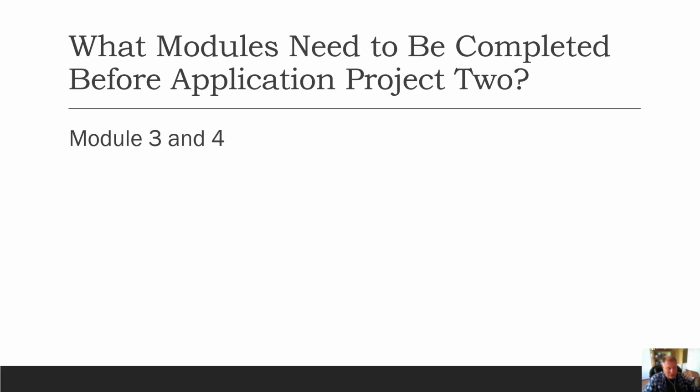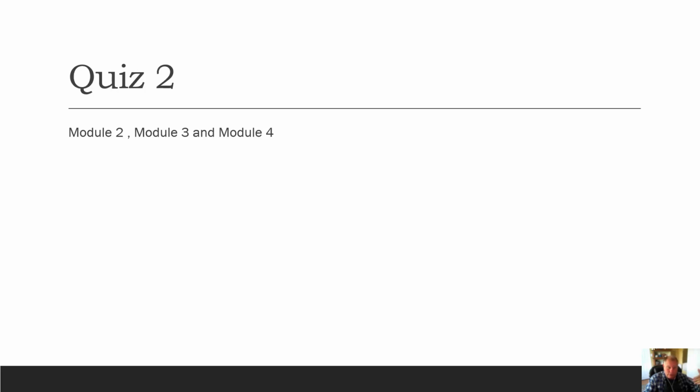Now, some folks want a little help on how to plan for stuff. Well, let's do it this way. We have an application Project 2. Before you can complete Project 2, you need to make sure that you have completed what modules need to be completed before application Project 2. Module 3 and 4. So you need to do them before you can move on to Project 2. If I look at Project 3, you need to take a look at Module 6 and 7. Quiz 2 will be on Module 2, 3, and 4. Quiz 3 will be on Module 5, 6, and 7.